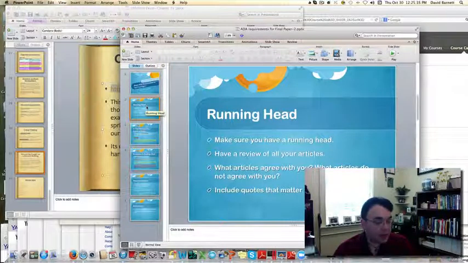Make sure you have the running head at the top of your paper. We discussed that before. I don't think I have a copy here, but I know you have your copy that I gave you as a handout. If you don't have a copy of that, get one from your classmates.